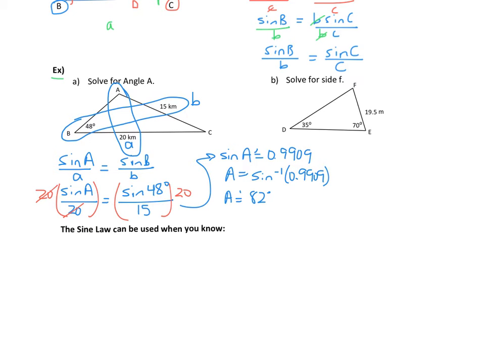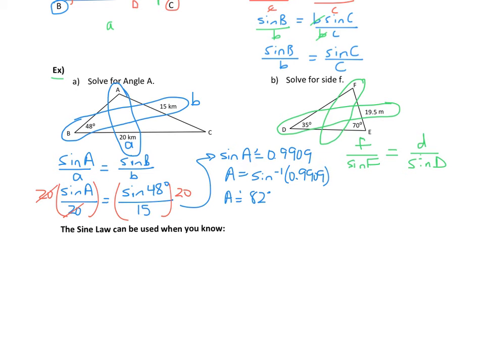Solve for side F. So for part B, we want to solve for a side length. I'm actually going to put the side length on top. I'm going to make it F over the sine of angle F. I can just switch my letters to match what I have. Ooh, I don't have any of that information. But I do have a side length here and an angle here, so I could use D over sine of D. So I do have a complete ratio, and I do have one other piece of information.